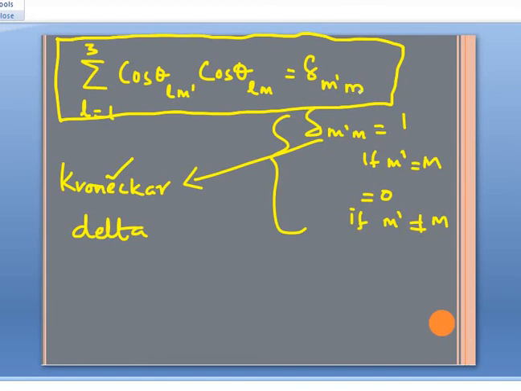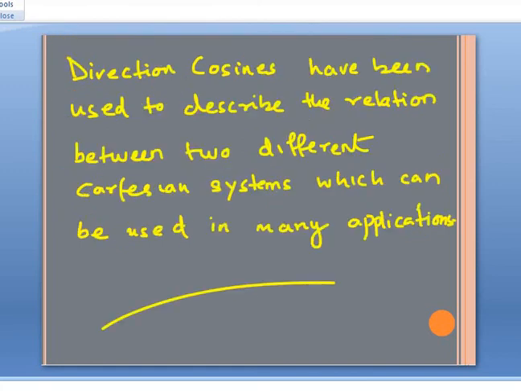Here delta m prime m is a general statement. Delta m prime m is equal to 1 if m prime is equal to m, and is equal to 0 if m prime is not equal to m. So whenever you want to represent a general statement, generally in the form of a summation or some other form or some inner product, you use the concept of Kronecker delta. So the direction cosines relationship can be expressed very conveniently in the form of Kronecker delta. I hope till this part it is fine.